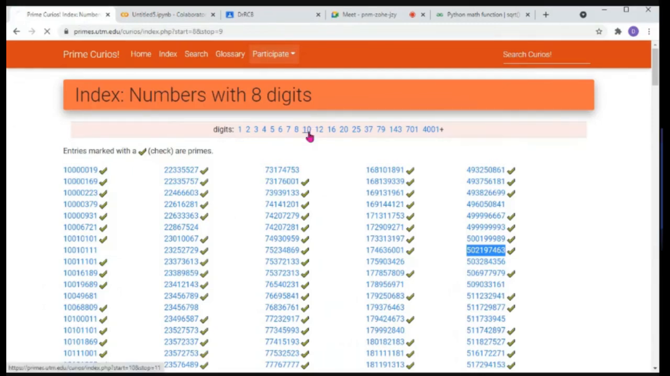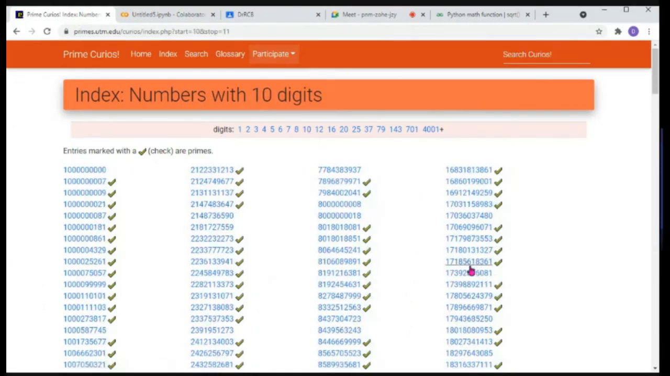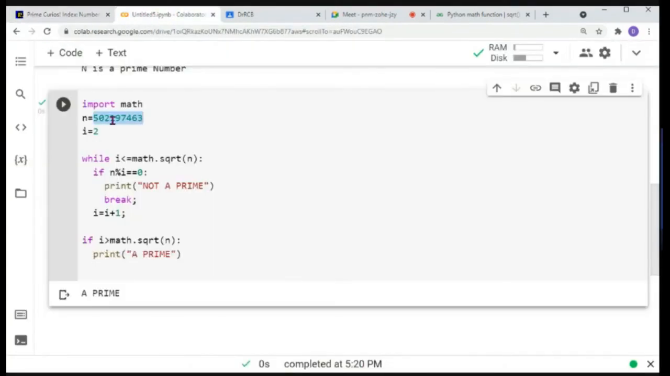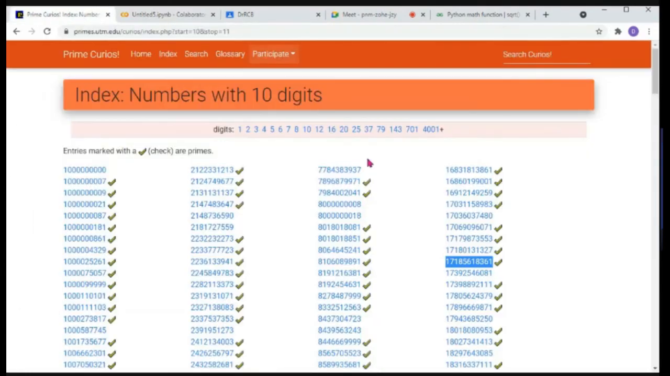I can even go for a 10-digit number, so confident now that I can pick an 11-digit number, counting 1, 2, 3 up to 11. Let's pick this 11-digit number and see how much time it takes. Directly jumping two more digits, our search space is now 100 times bigger, because the magnitude of this number is 100 times bigger than our previous number. So let's see. No, it's damn fast. It's still giving us the result very quickly.